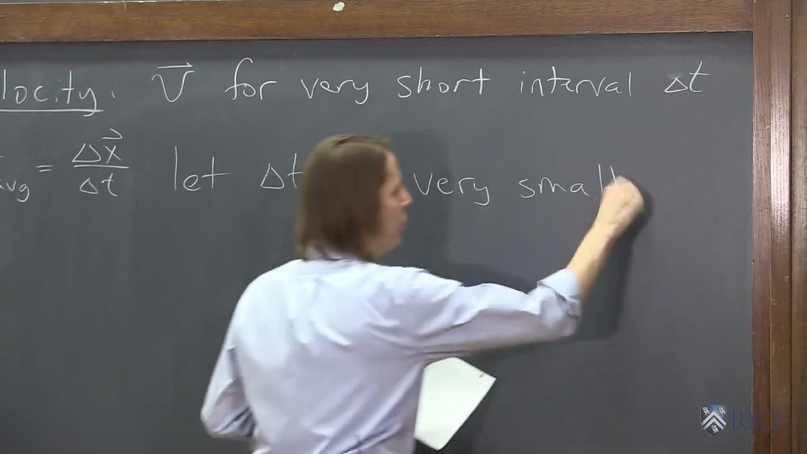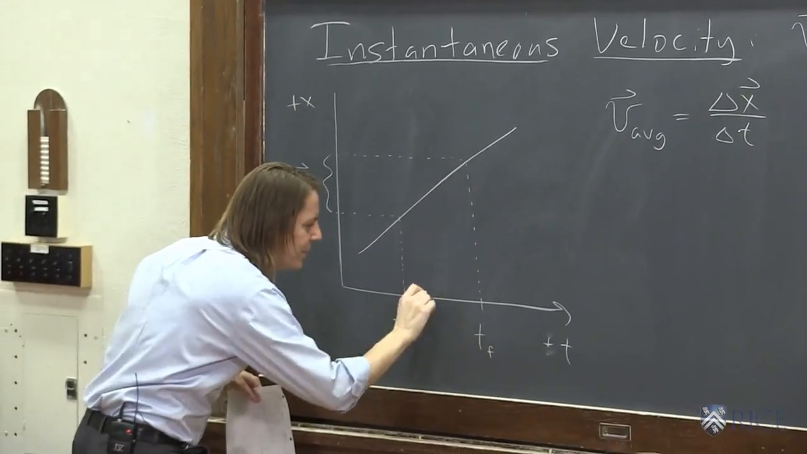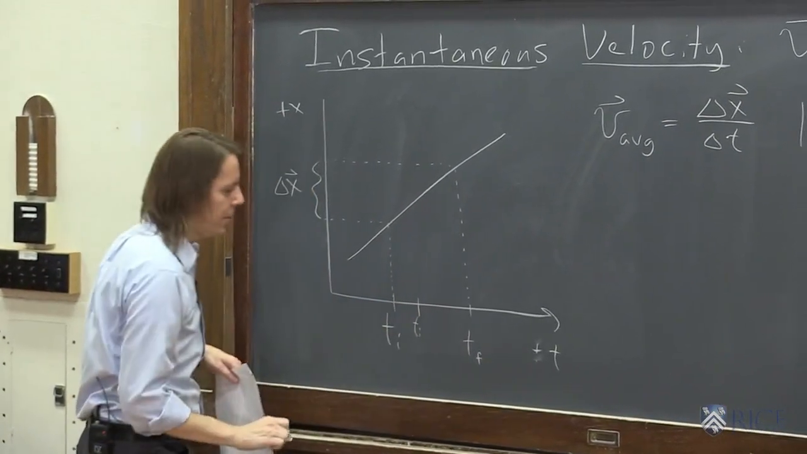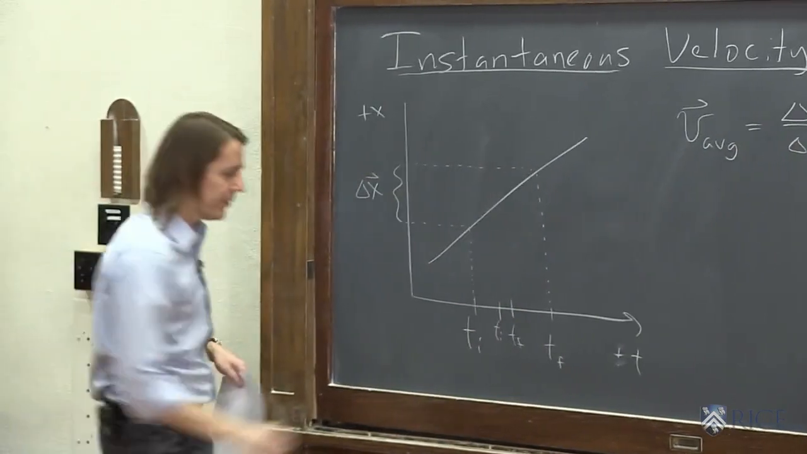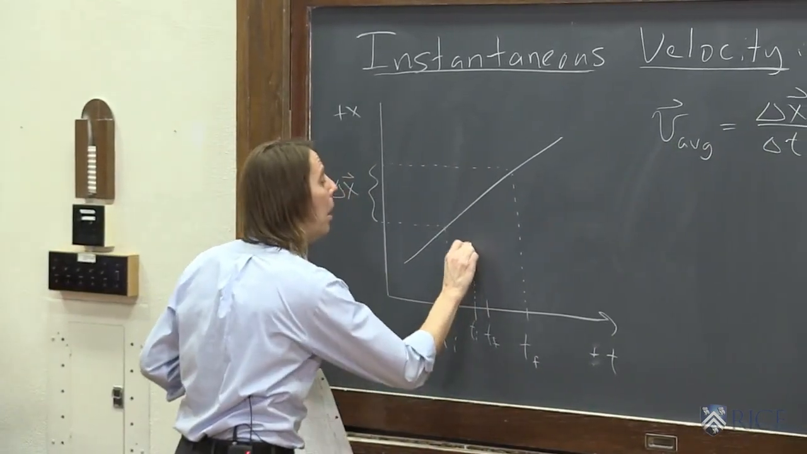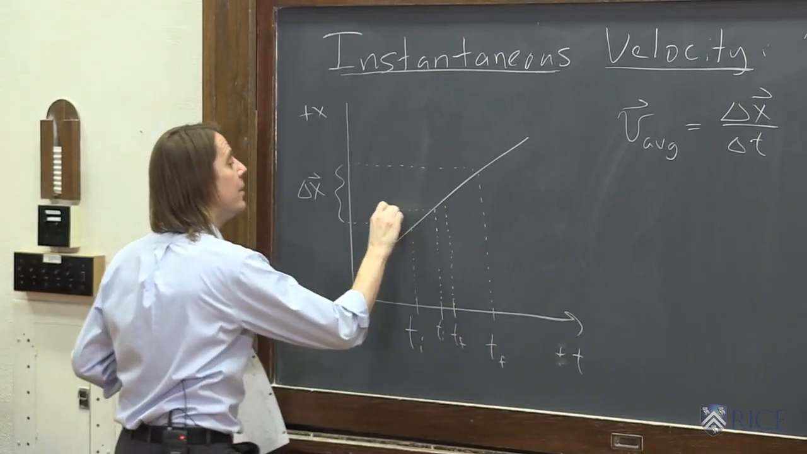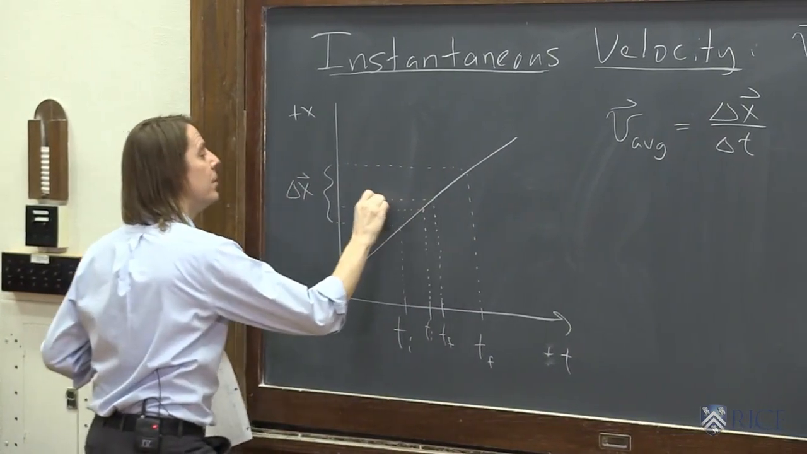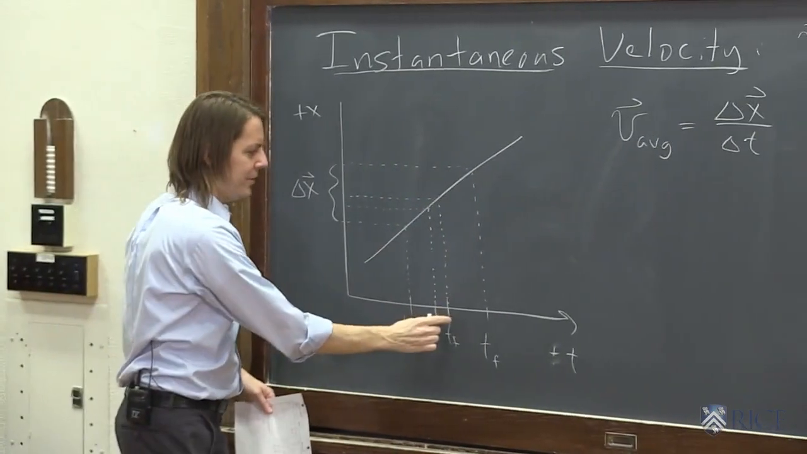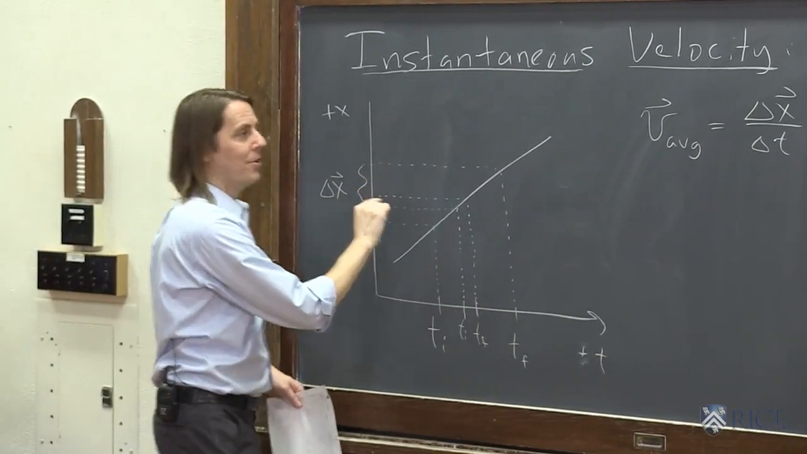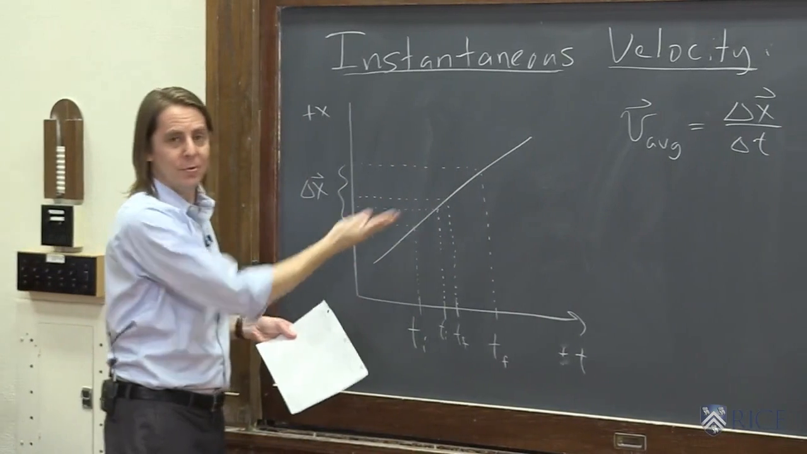Okay? And what we're going to do then, let delta t be very small. Instead of this big delta t, let's put t initial here, and let's put t final there. Right? That goes up there. That goes up there. That goes over. And that goes over. And you can see what's going to happen. This got smaller, but this got smaller, right? They both got smaller. The ratio is going to be the same because it's uniform motion.